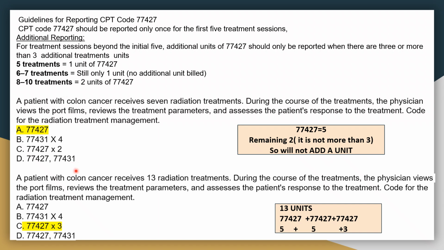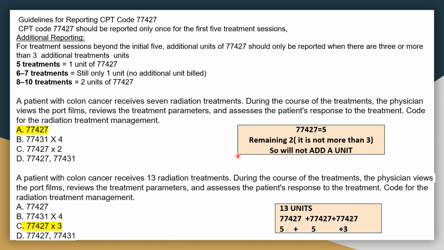Now if this question comes in your exam, without going to your book, you can eliminate option D, because this is a guideline that we cannot code these two codes together. And even this is not the correct way of writing the code. So between A and C, we need to decide. Just check this, it is like the table of 5. The simple way, and an additional unit is for 3 or more than 3.